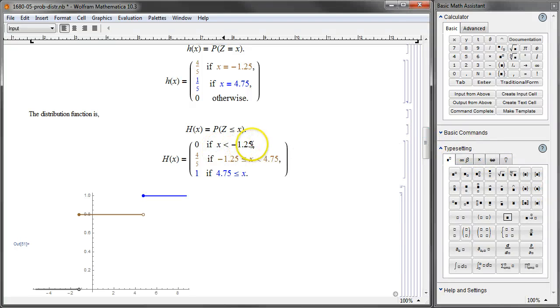Less than -1.25, which means there's no legal value z can take, so that probability is 0. At x equals -1.25, both green and red balls kick in, and accumulated probability will be 4/5, all the way up until 4.75. At x equals 4.75, blue ball will also kick in, so accumulation will be total 1. And that's how we get the cumulative distribution function.